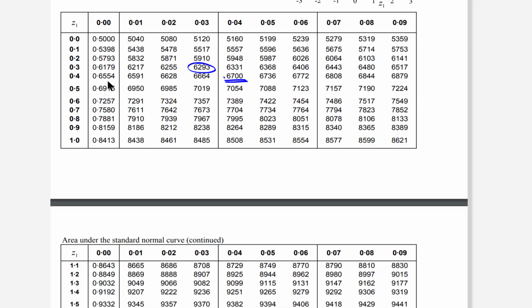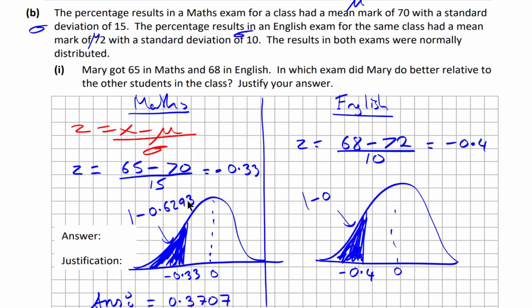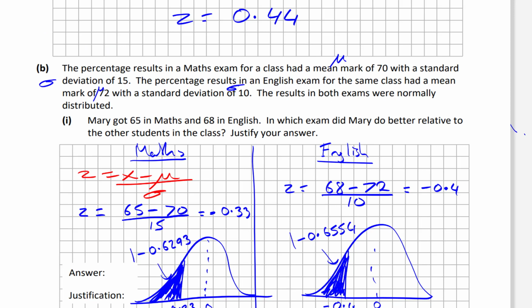And then similarly, we look it up for minus 0.4. So 0.4, 0.6554. So that right there will be 1 minus 0.6554. And the answer in that case would be 0.3446. So you can look at this as, in maths, Mary did better than 37% of the students, and in English, Mary did better than 34% of the students. So relatively, she did better in maths. So the answer in that case is she did better in maths.